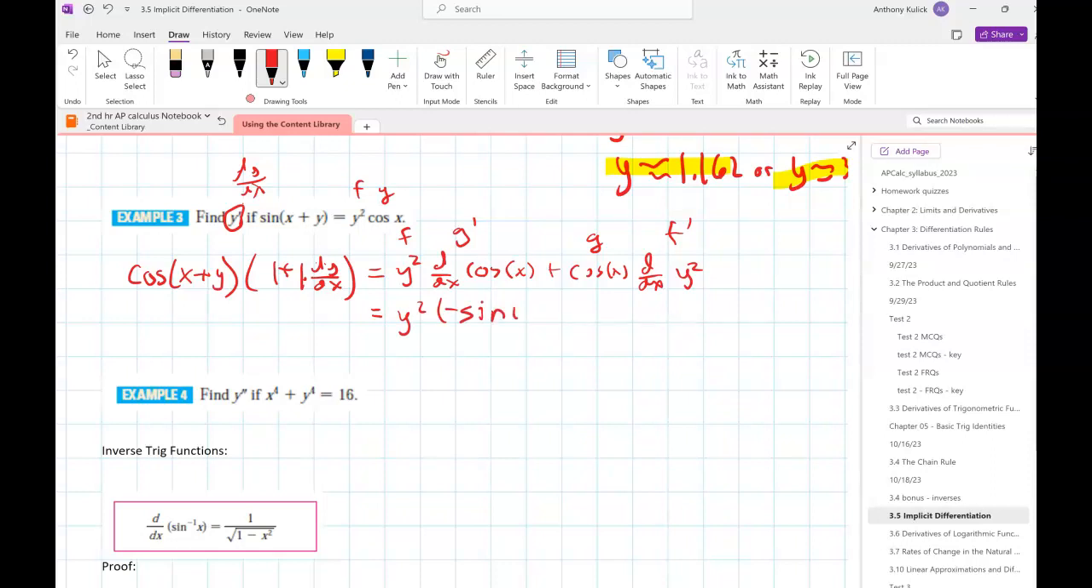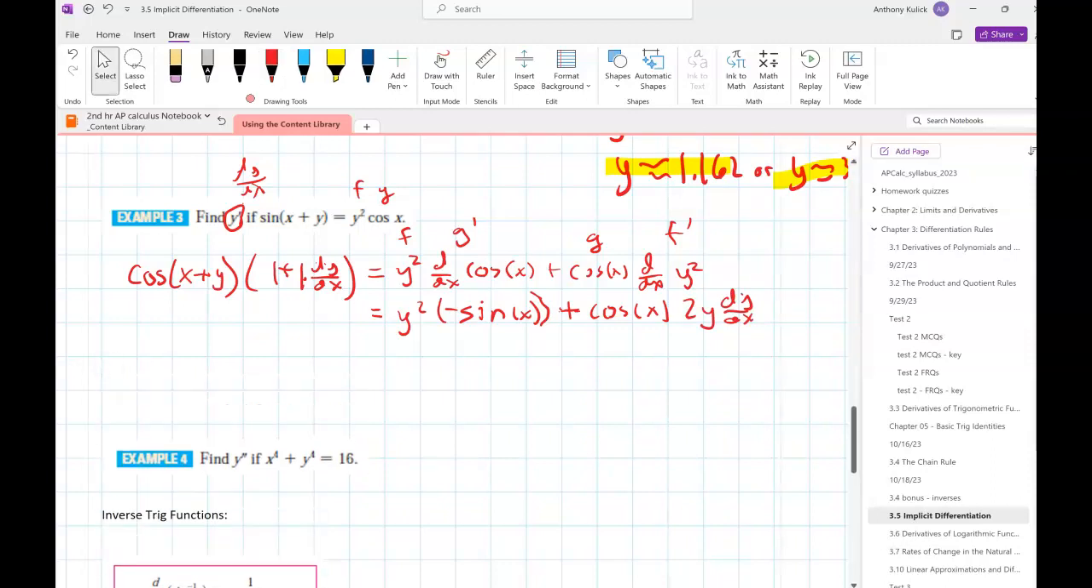So the derivative of cos x is negative sine x, as Elena has pointed out to us. And then the derivative of y squared is 2y dy over dx. Since anytime you do the derivative of y, it's the derivative with respect to x, so it has to be dy over dx. It's supposed to be a y next to the d.